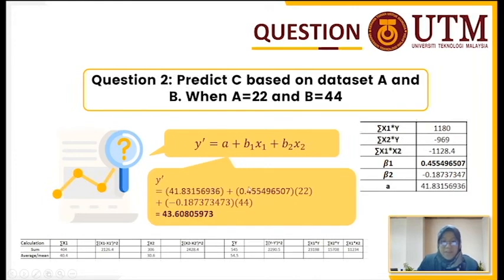In order to find Y, all we need to do is to substitute all the value that we have calculated just now. These are the final values. So substitute all the values into the equation here. Meanwhile, the x1 and x2 is substituted by 22 for x1 and 44 for x2. So the final value of y, which is the value of c that we have to predict, is 43.6.